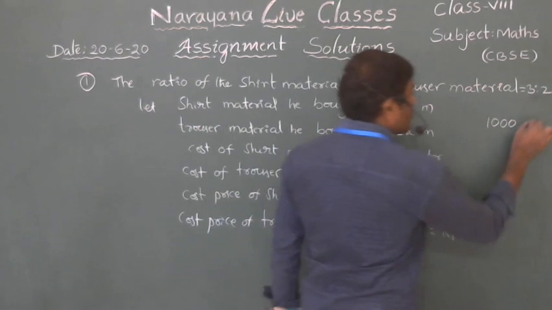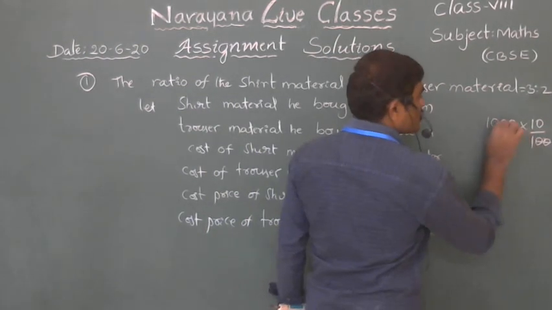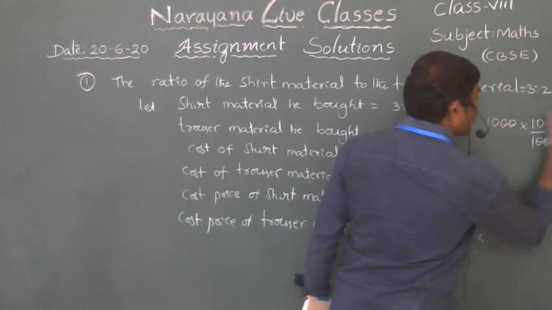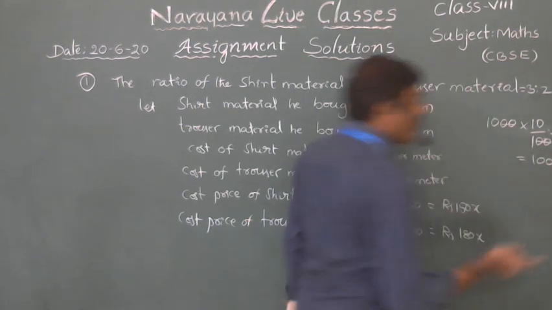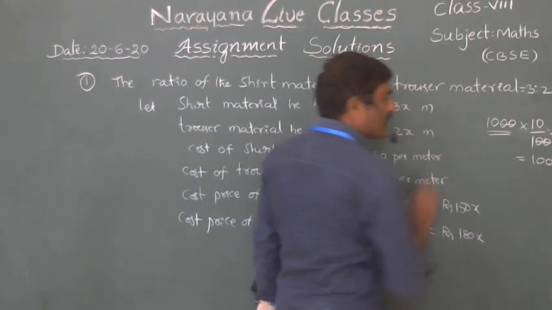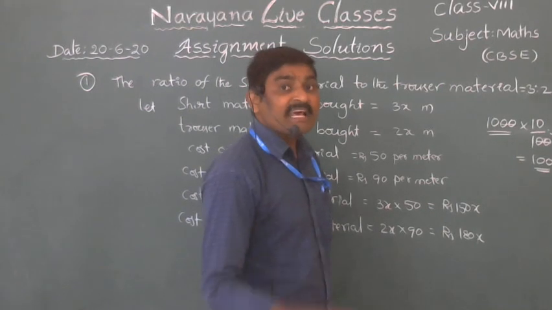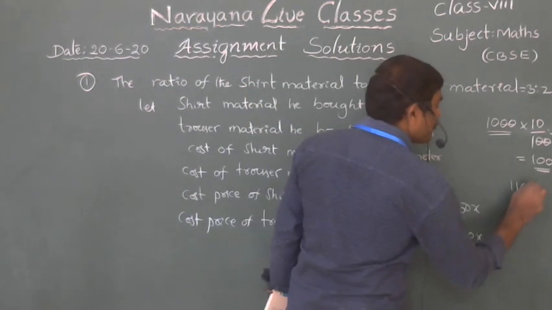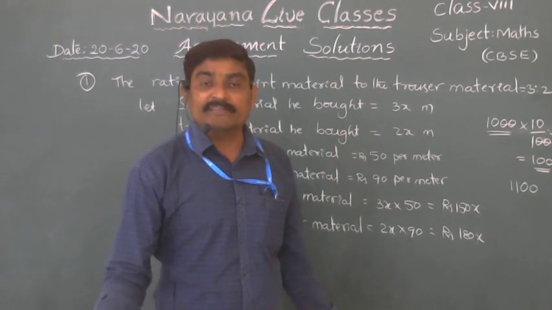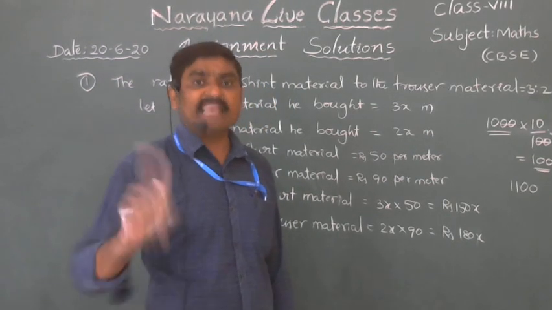Now he sells at 10% profit. 10% profit means 10 by 100; 2 zeros cancel. What is the profit? 100 rupees. Actually the cost price is 1000 rupees and he got a profit of 100 rupees, so the total selling price is 1100 rupees. If he sells for 1100 rupees, he gets 100 rupees profit. So cost price plus profit is equal to selling price.